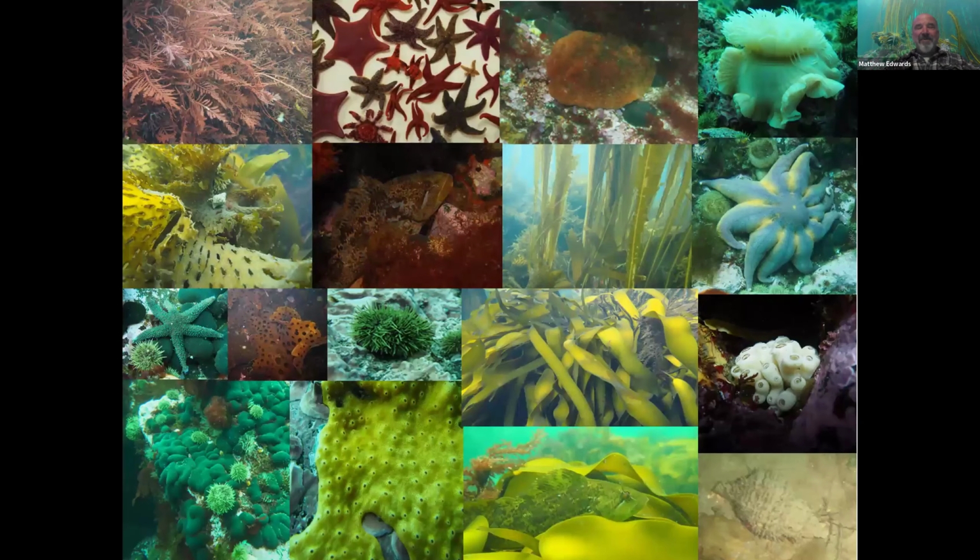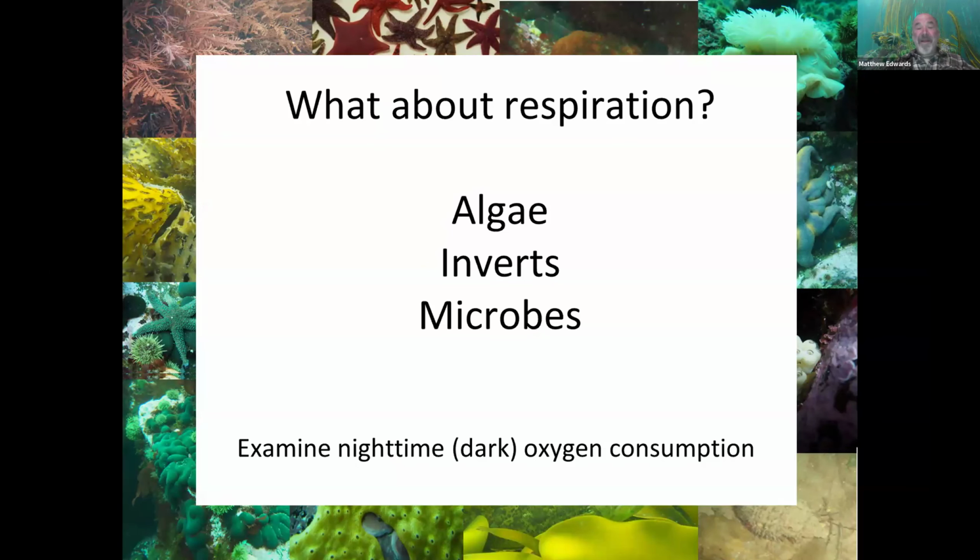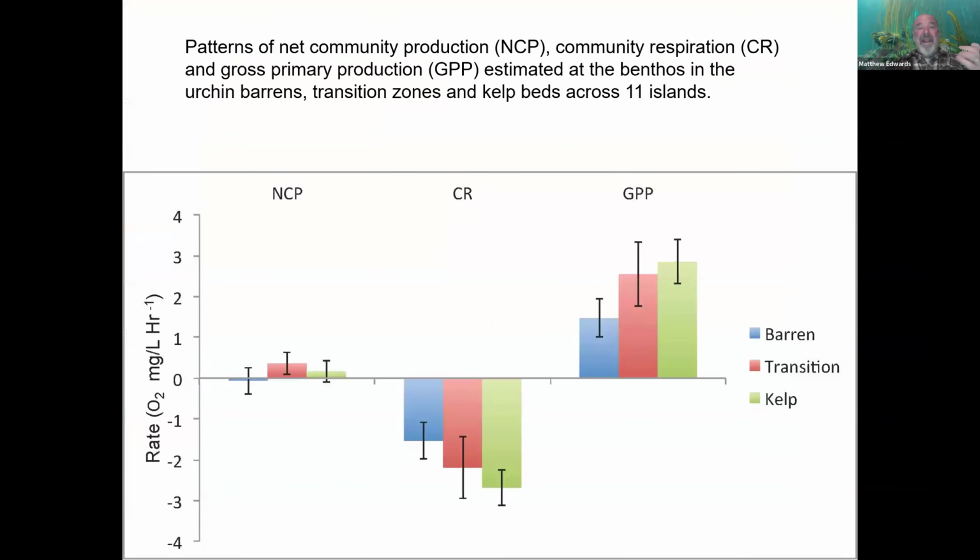And that's because, well, it's not just the kelps, right? There's all the invertebrates. There's the microbes, the fishes, and the other seaweeds, and they're respiring. And so we can look at that nighttime respiration, that is that dark oxygen consumption. And when we bring that in, we see our net community production, which is right on that zero mark. None of the habitats are really different from zero. The transition might be a little bit, but really they're hovering right on that zero mark.